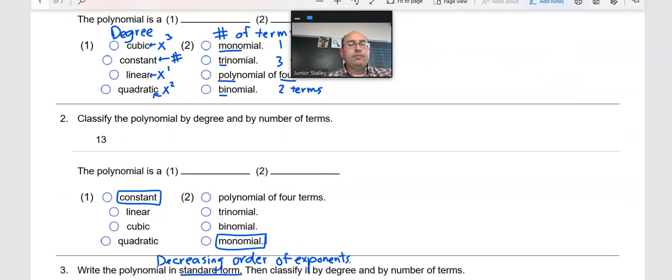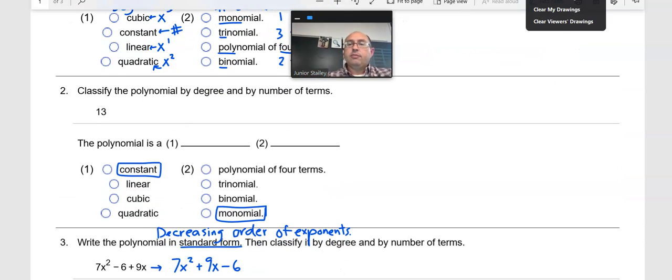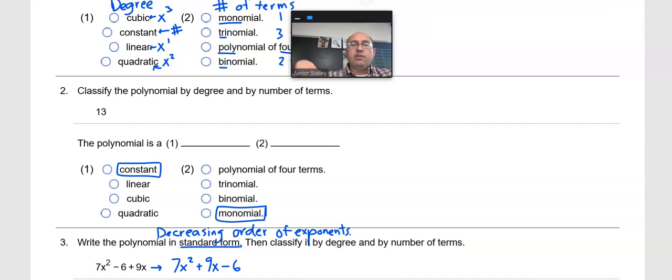Move it on down the road. We're looking at, and I know you're probably going, what the heck is this? Well, it's a number. Remember we said it could be a number, could be a variable, or it could be a product of numbers and variables. This happens to be a constant. It's not changing. It is just the number 13. It's not going up or down. It doesn't have a power.